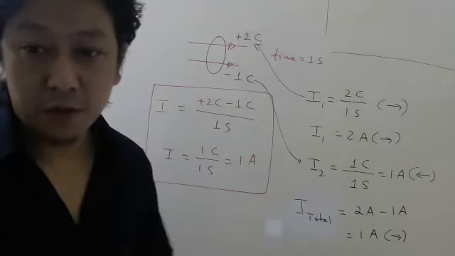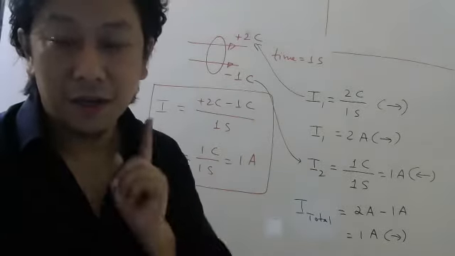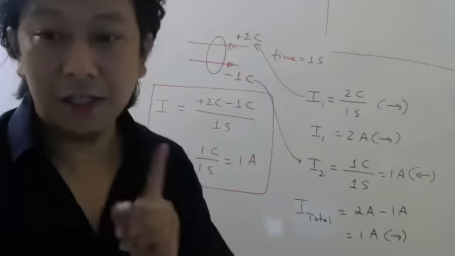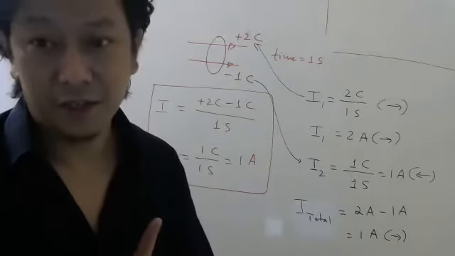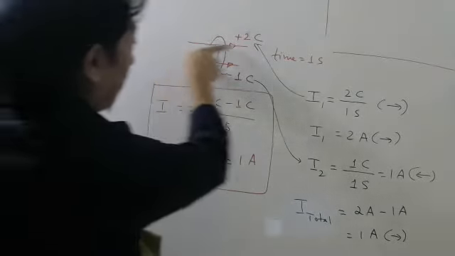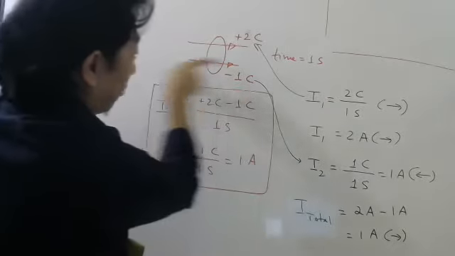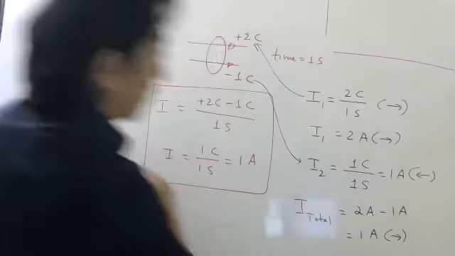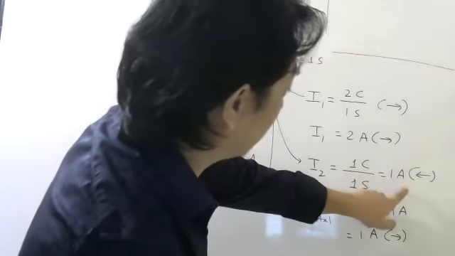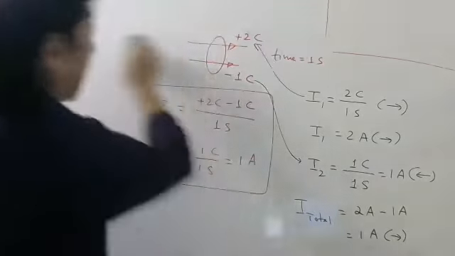Okay. So what is the main thing again? Remember, current is taken in the direction of flow of positive charge. So if positive charges are going here, current will be there only. But if negative charges are going here, current will be opposite. So while adding, you have to subtract, because this is opposite to this.